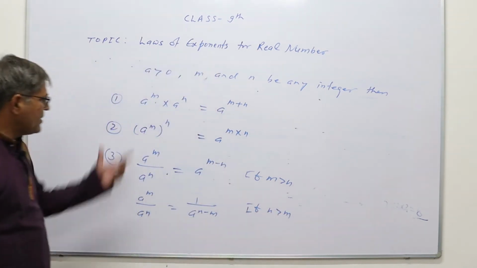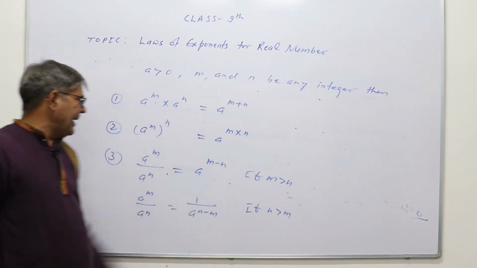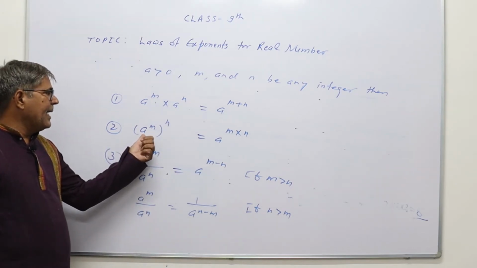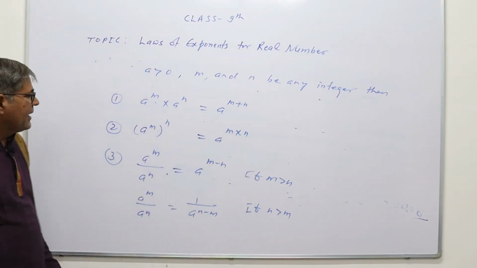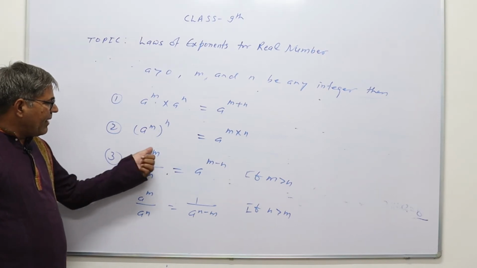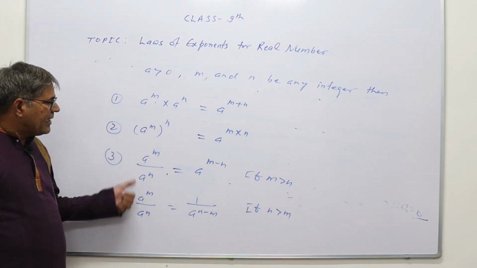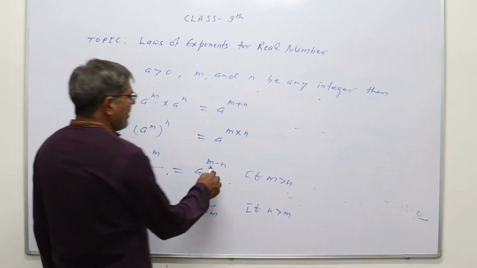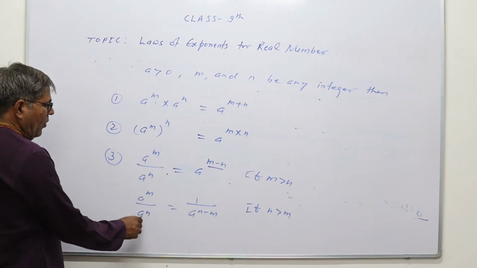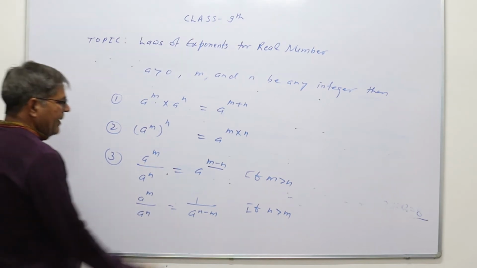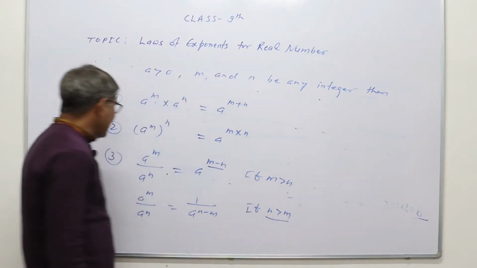So this is the first law: when bases are the same, powers are different, then powers will be added. Second, base is a, power m whole power n, then power on power, powers will be multiplied. Third case, when a power m is divided by a power n, bases are the same and quantities are in division form, then a raised to the power m minus n if m is greater than n, and a power m whole upon a power n will be equal to 1 upon a raised to the power n minus m if n is greater than m.